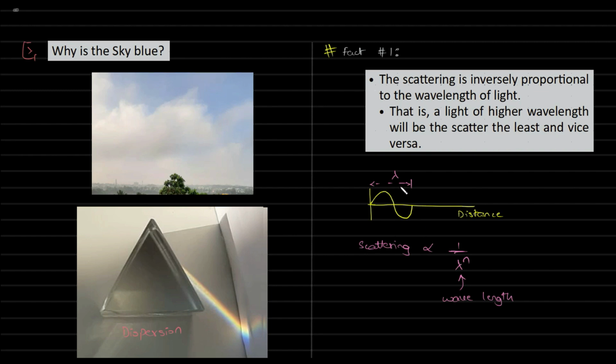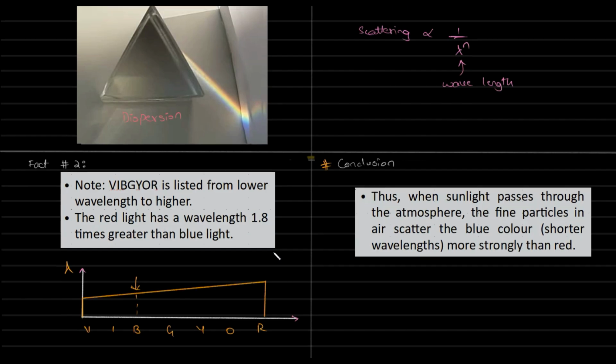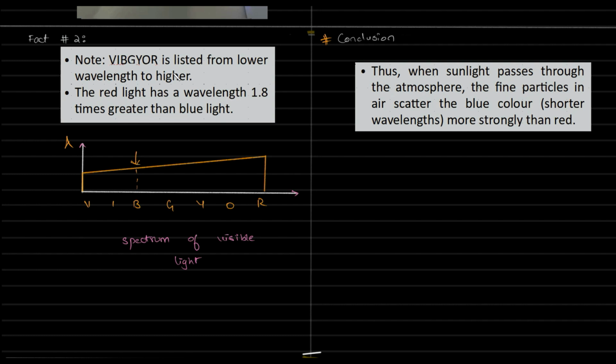You need to understand what the wavelength is first, and you need to understand what inversely proportional means. Next, you need to understand VIBGYOR, that violet has the lowest wavelength while red has the highest wavelength. So if this length is x, this is 2 times of x approximately.